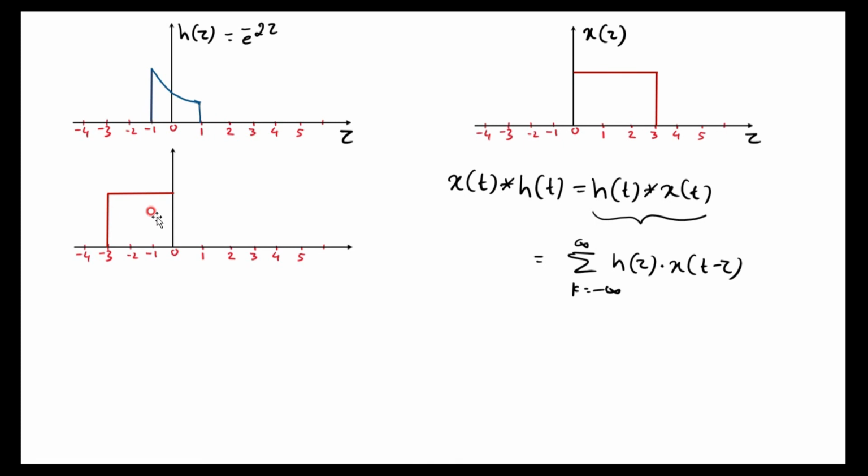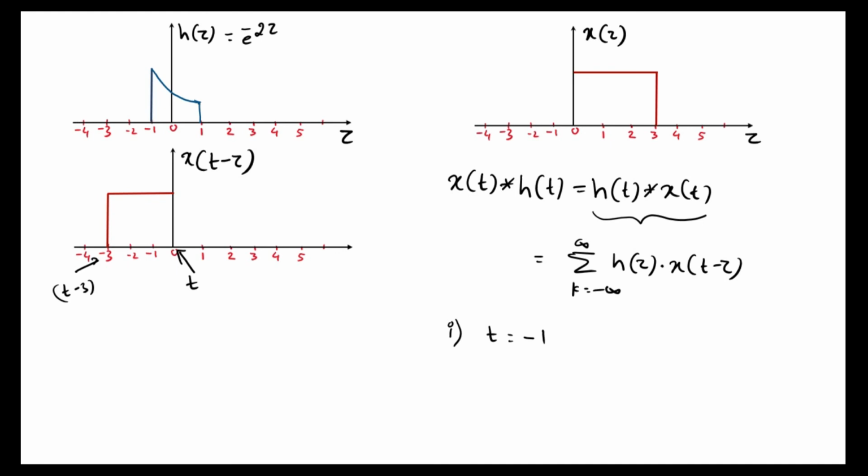This is the x of t minus tau signal, and this is the point where tau is equal to t and this is the point that is t minus 3. Now we'll try to solve this problem using the graphical method. Let t be equal to minus 1, that is x of minus 1 minus tau. The x of minus 1 minus tau signal will be obtained by shifting this x of t minus tau signal towards left by 1 unit.